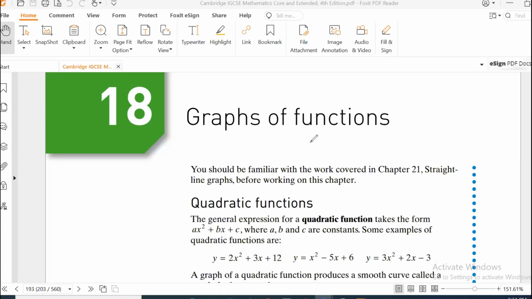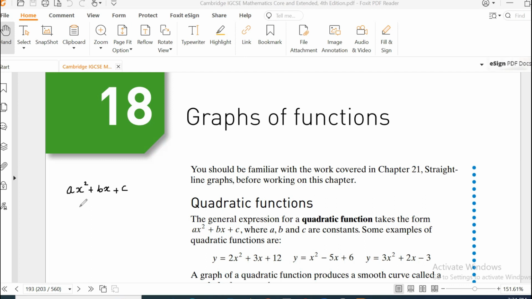Hi viewers. In this chapter, graphs of functions, we will discuss quadratic functions. The general form of a quadratic function is the same as a quadratic equation, so it is ax square plus bx plus c. So this is basically an expression in the form of quadratic. Whenever we have a quadratic function we always have curves, and those curves are either U shape or N shape. It depends upon the value of a.